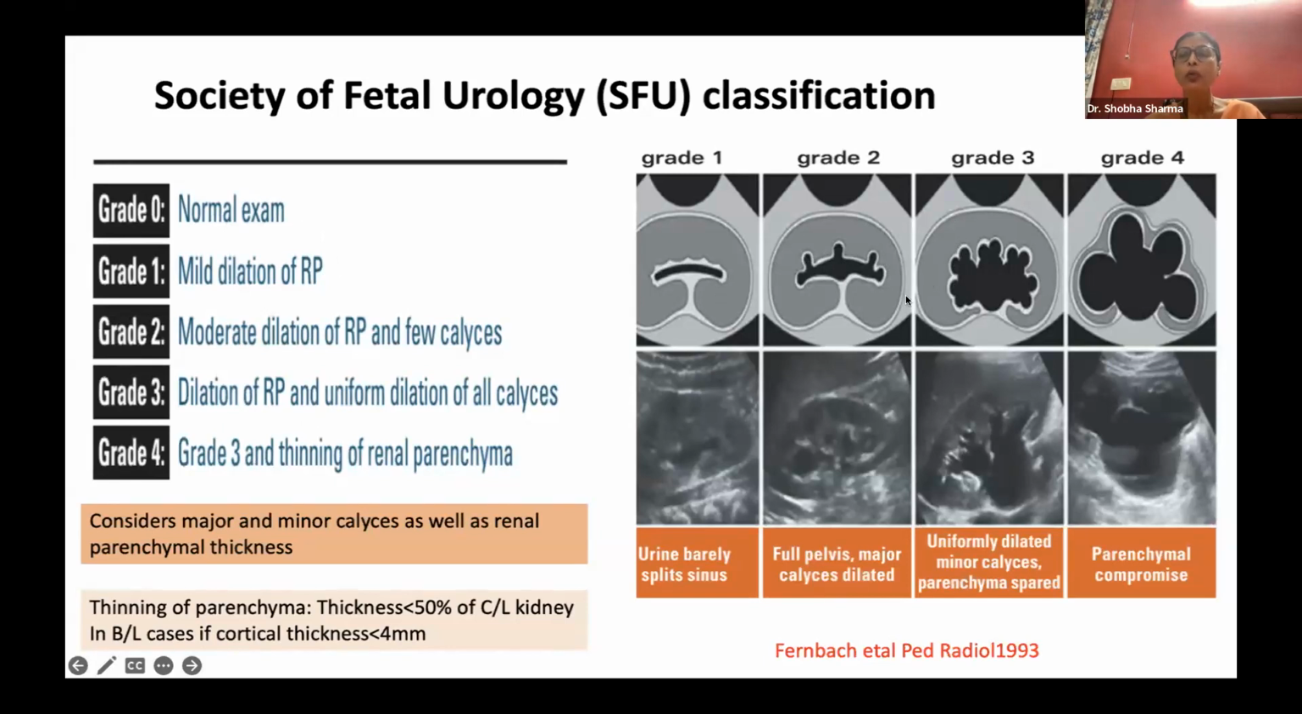Whereas in the most severe group, that is SFU grade 4, the parenchymal thickness also reduces and there is parenchymal thinning. So the important thing here is that they have included the major and minor calyceal system as well as the renal parenchymal thickness, which appears to be an important prognostic marker for deciding the postnatal pathology. And here the thickness depends: they have compared with the contralateral kidney, if it is less than 50%, and in case of bilateral, if the cortical thickness is less than 4 millimeter. So this is about the SFU grading.